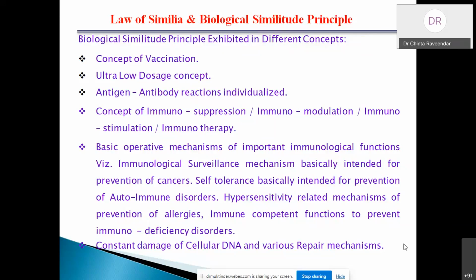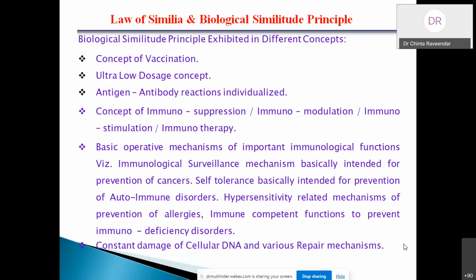In a couple of slides, I will try to see what the law of similia is and what its significance is in the modern biological similitude principle, which any microbiologist, any cellular and molecular biologist can speak of, and which has a lot of similarity to our law of similia invented 200 years ago by our master Hahnemann. In the modern concept, we experience this in the concept of vaccination. Everybody knows, I need not explain it. And the ultra low dose concept. This is a very new concept that also supports the law of similia in homeopathy, which I will share in due course in my slides. Then the modern concepts of immunosuppression, immunomodulation, immunostimulation, and modern immunotherapies have a lot of relevance to the law of similia.